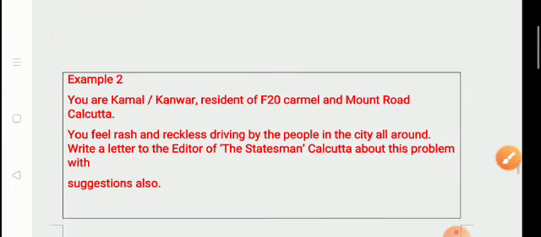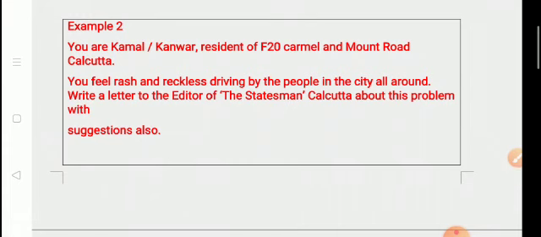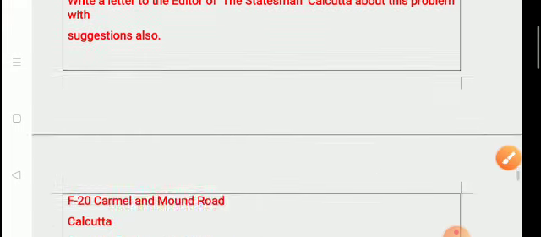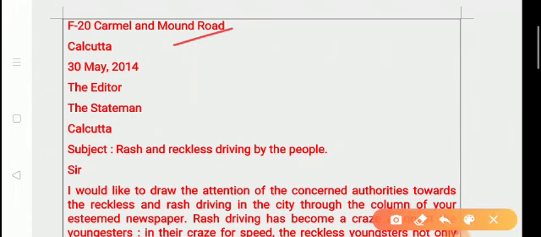Another letter. You are Kamal, resident of F20 Carmel and Mount Road, Calcutta. You feel rash and reckless driving by the people in the city all around. Write a letter to the editor of the Statesman, Calcutta, about this problem with suggestions also. So this is about rash driving, a social problem. Your address, then date, then the editor, the Statesman, the name of the newspaper, and the place. So this is the way of writing format. Then subject, rash and reckless driving by the people.